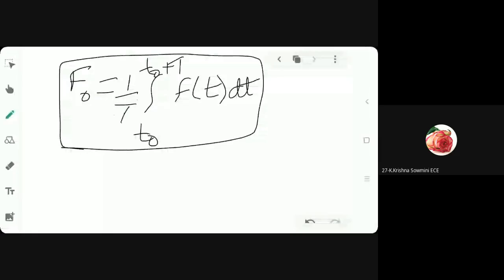Why should we represent it like this? What are the practical applications? Where are we going to find them? For representing complex functions, ma'am. For representing components, right? Okay.